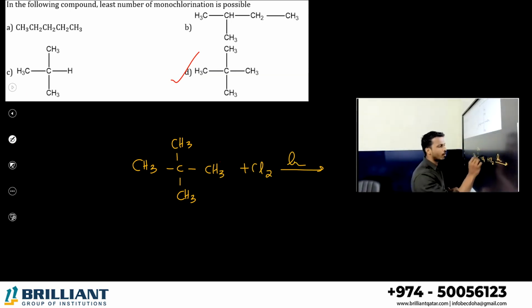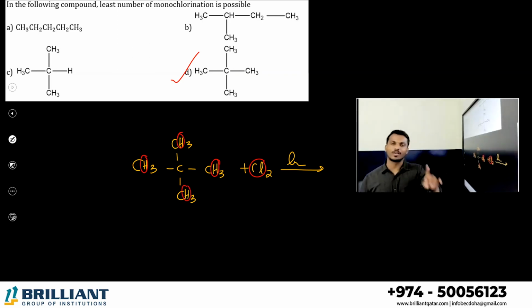You will remove one of the hydrogens from any of the CH3 and you will add chlorine. If you remove hydrogen from any of the CH3 groups, you will get only one product. So one chlorine containing only one product you will get in neopentane or 2,2-dimethylpropane. So your answer is option D. Part 1, I think we discussed this question.